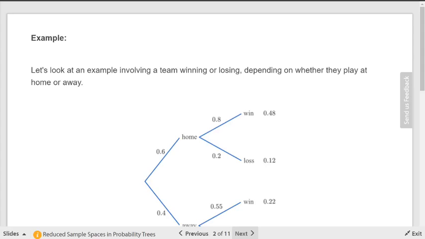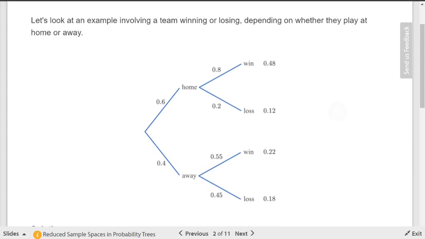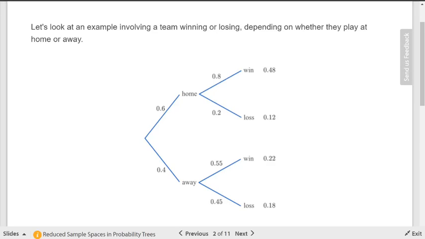So let's look at an example here and talk a little bit about why we're doing what we're doing. It says, look at an example involving a team winning or losing depending on whether they play at home or away. Depending on what? They're playing home or away. So in other words, they're limiting us. They're giving us some restriction here. Okay? So let's say we're looking at their wins. Just out of the blue, I'm just saying, we're going to look at their wins, right? How many branches end with win?